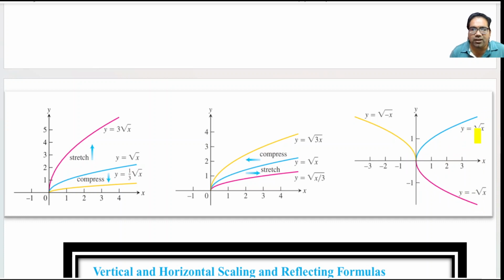That is f of x versus minus of f of x. Similarly, f of x versus f of minus x.